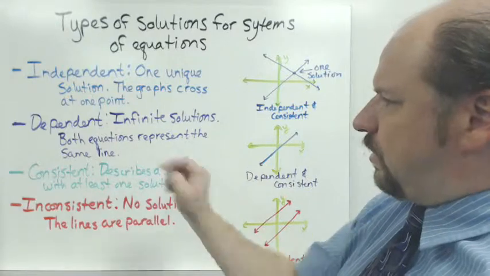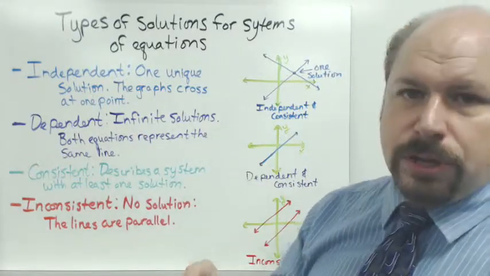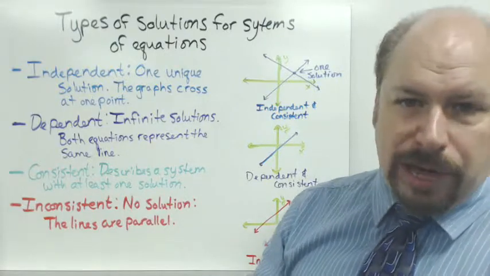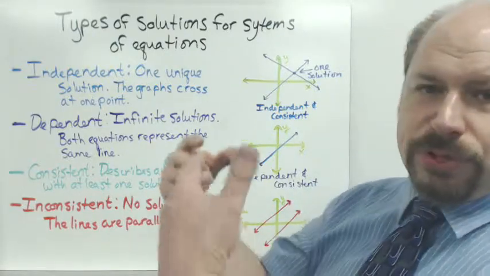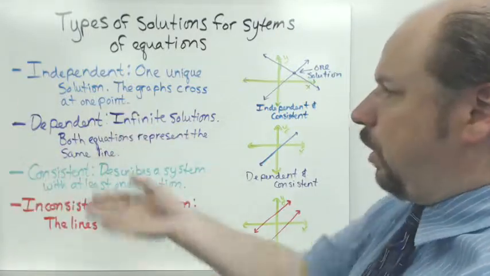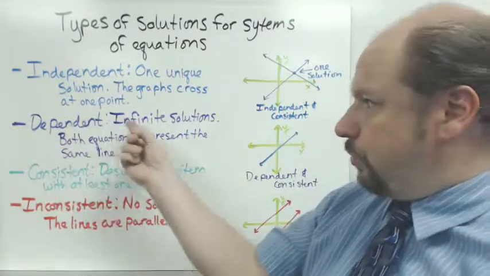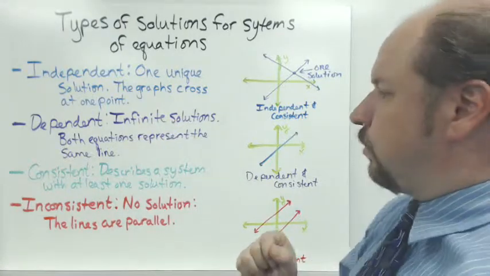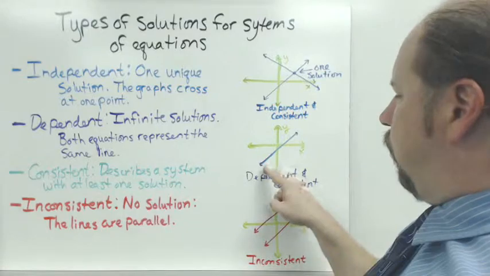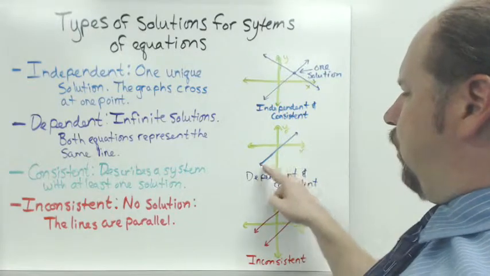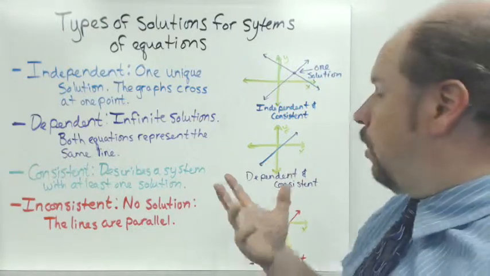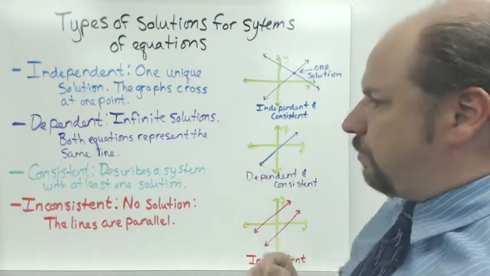A dependent system has infinite solutions. So in other words, both equations represent the same line. If we have two different equations and we graph them both and they end up being the same line, we're going to have a lot of solutions. We're going to have an infinite number of solutions. So that's a dependent system. Here I've drawn two graphs overlapping. They're the same line. So this one is dependent.